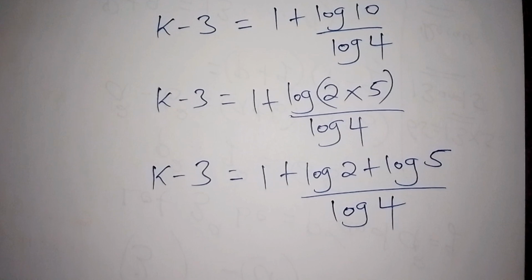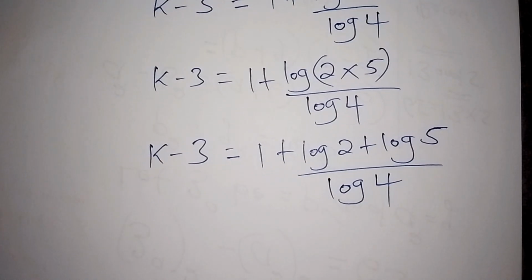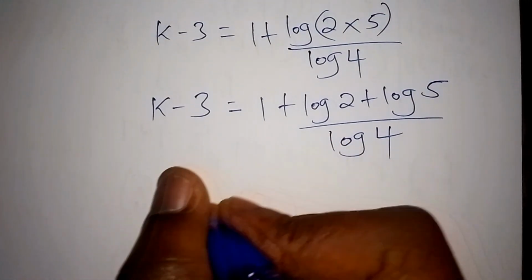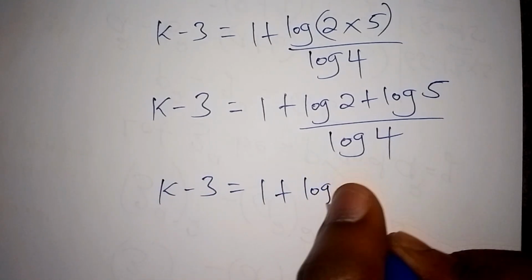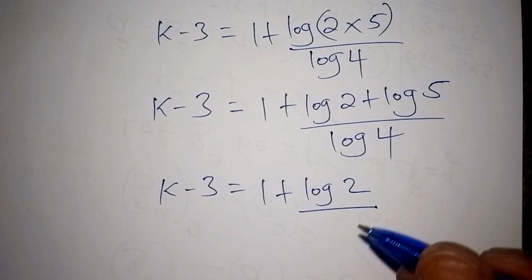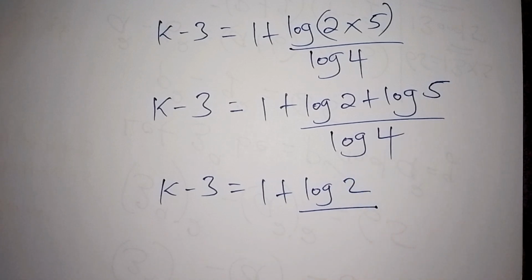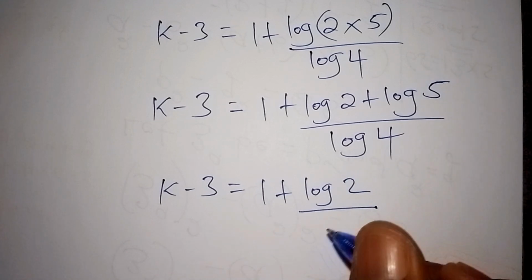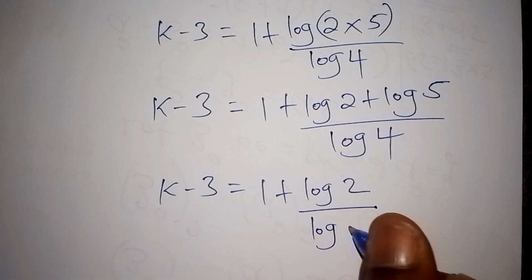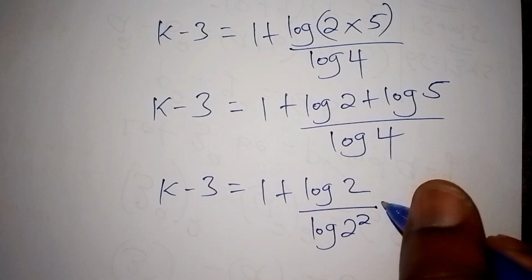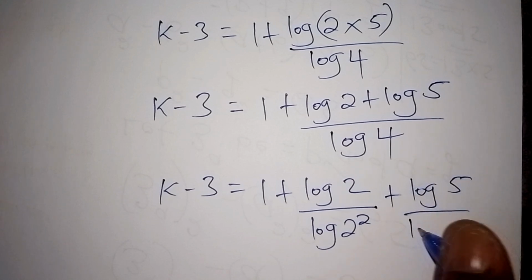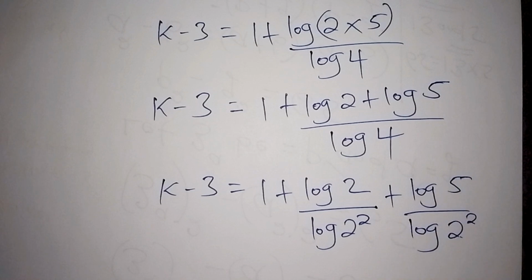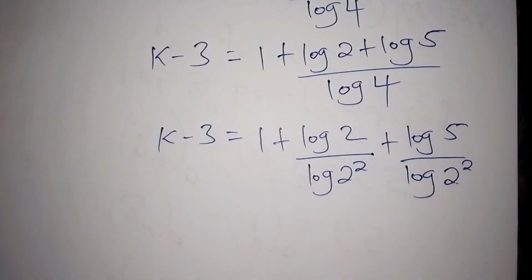Let's now work it out by splitting it. So k minus 3 equals 1 plus the log of 2, and let's divide with the log of 4 on both terms. The log of 4 can also be expressed as the log of 2 to the power of 2, plus the log of 5 all over the log of 2 to the power of 2, simply because 2 multiplied by 2 gives 4.